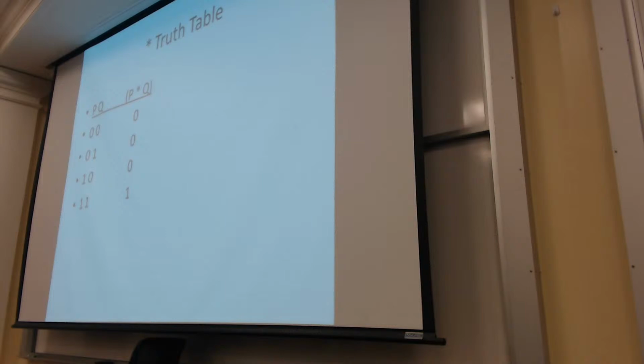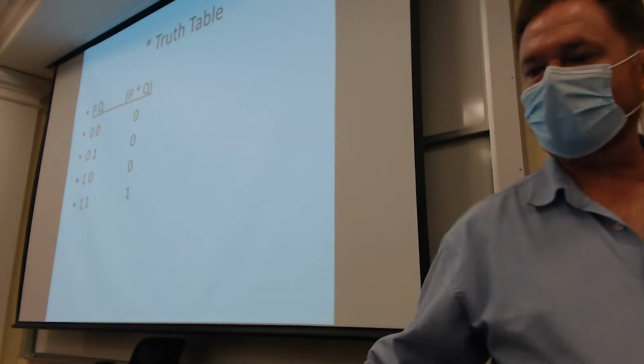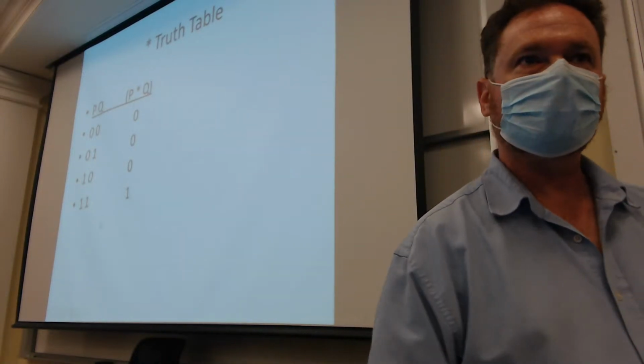The AND truth table, essentially the AND is false whenever either or both sides are false. The only circumstance in which AND is true is when both halves are true.